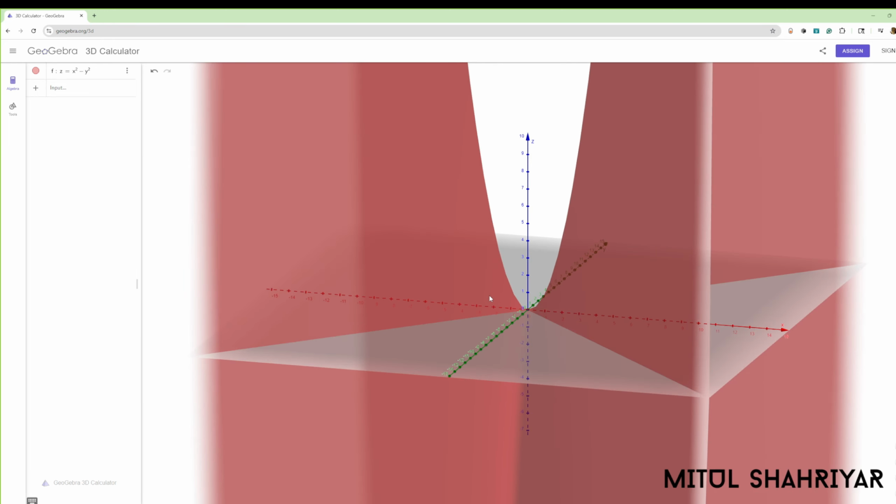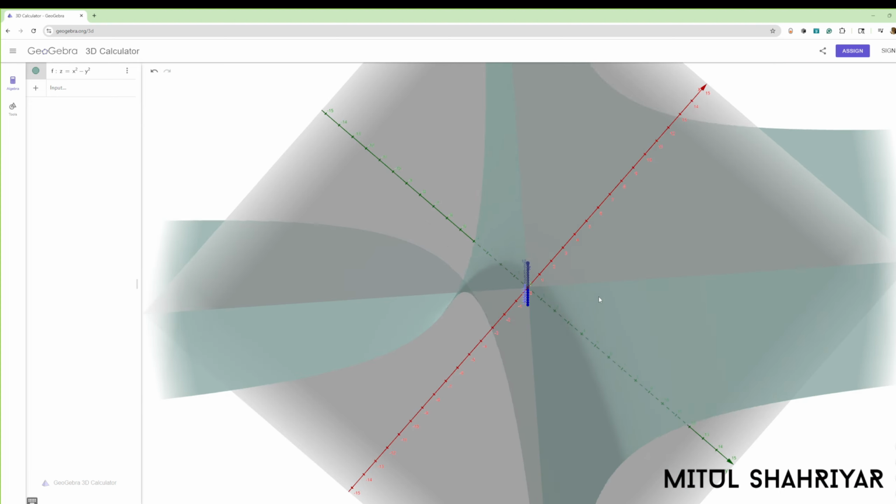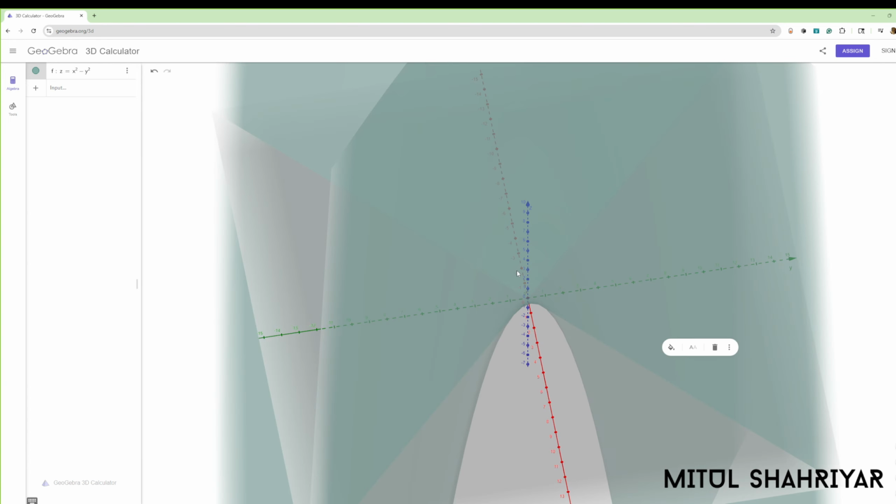Now this is how we can look into it. Earlier we had only one kind of graph, but right now we have two. So we have x square minus y square. Now if we try to look into the graph.